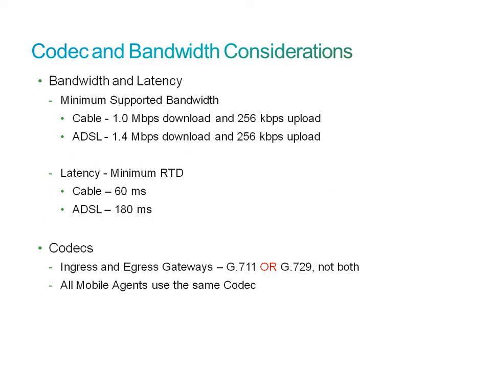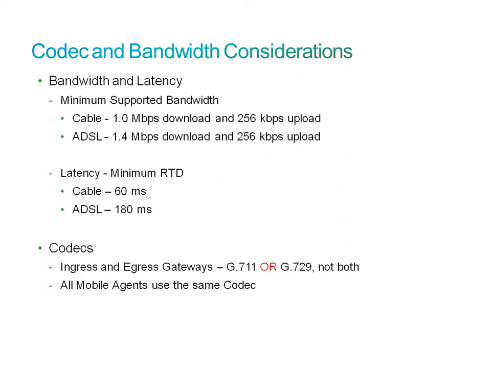You also need to be aware of the codec and bandwidth requirements. For a cable connection, the minimum download speed is 1 megabit per second. The minimum upload speed is 256 kilobits per second. For an ADSL connection, it is 1.4 megabit download and 256K upload. Latency is also a concern. Round-trip delay should not exceed 60 milliseconds for a cable connection or 180 milliseconds for an ADSL connection.